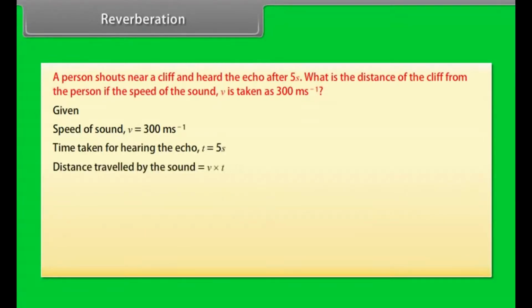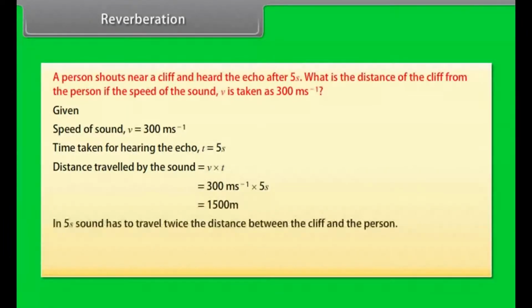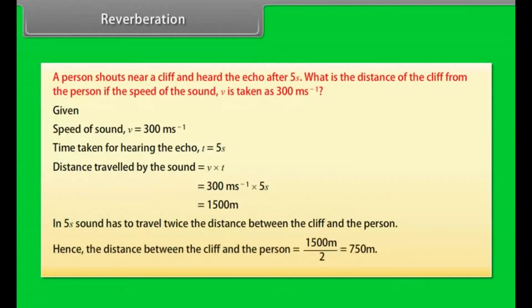Distance traveled by the sound is equal to v × t, which is equal to 300 m/s × 5 s = 1500 meters. In 5 seconds, sound has to travel twice the distance between the cliff and the person. Hence, the distance between the cliff and the person is 1500 meters divided by 2, that is 750 meters.